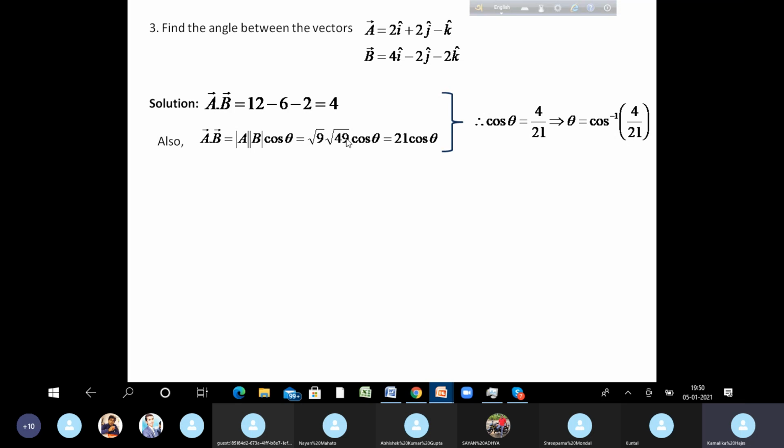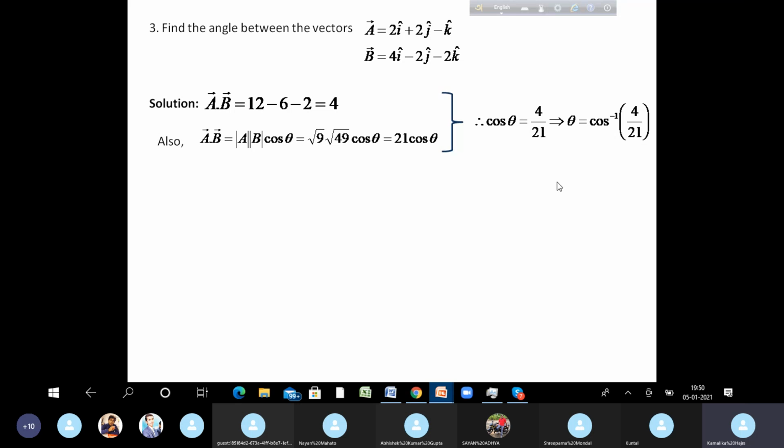Okay. Sorry. According to this, B will be root over 24. Correct. So please correct that mistake. I have probably copied B wrong from my book. Anyway, this is the method. You find the dot product from the component form, and then you find the dot product from the cos theta form, and then you equate the two and get the result.